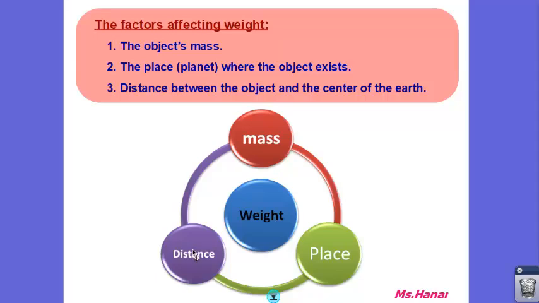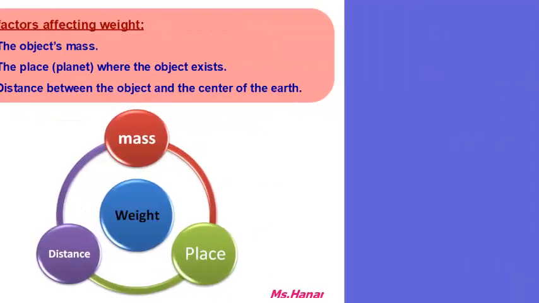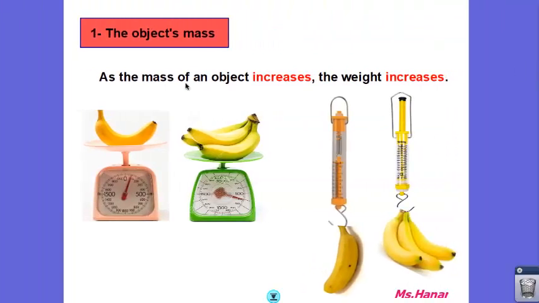Factor number 1, the object's mass. See the two balance scales. When increasing the amount of bananas, mass increases and the weight of the object also increases.